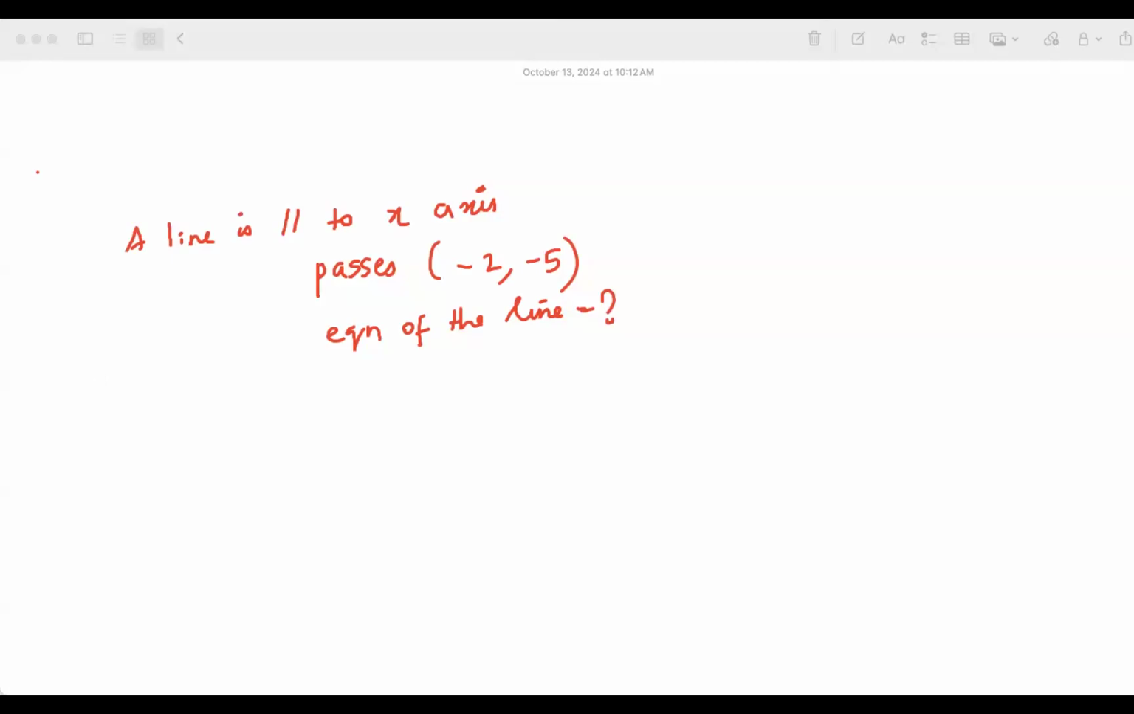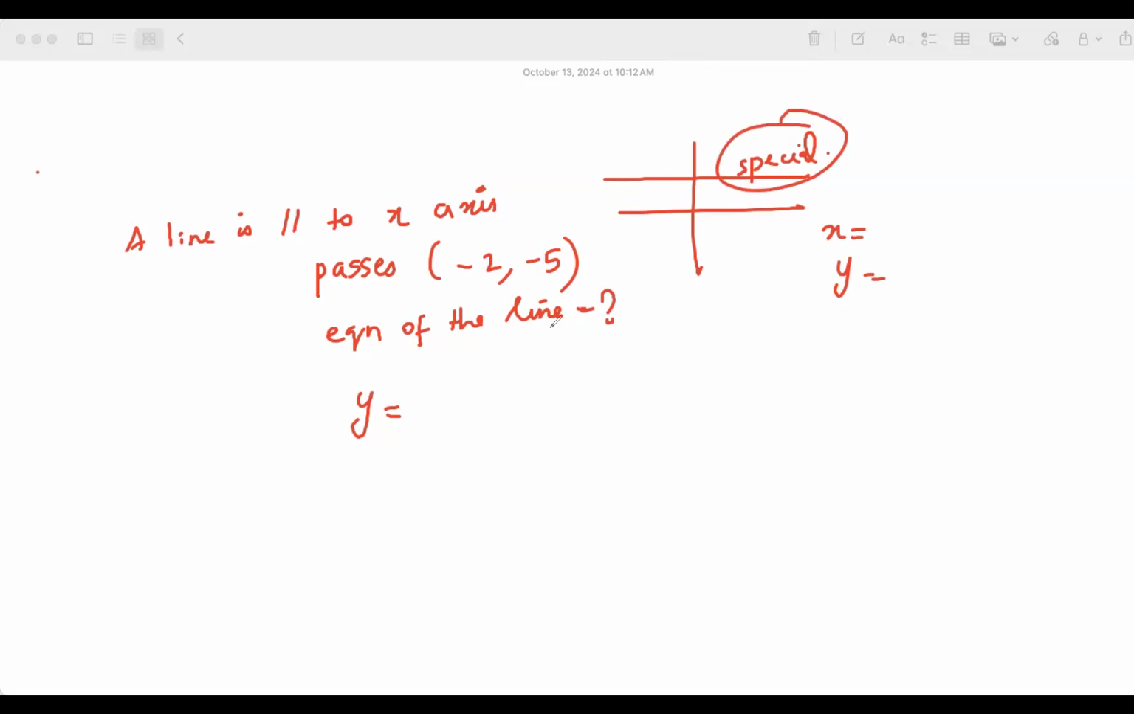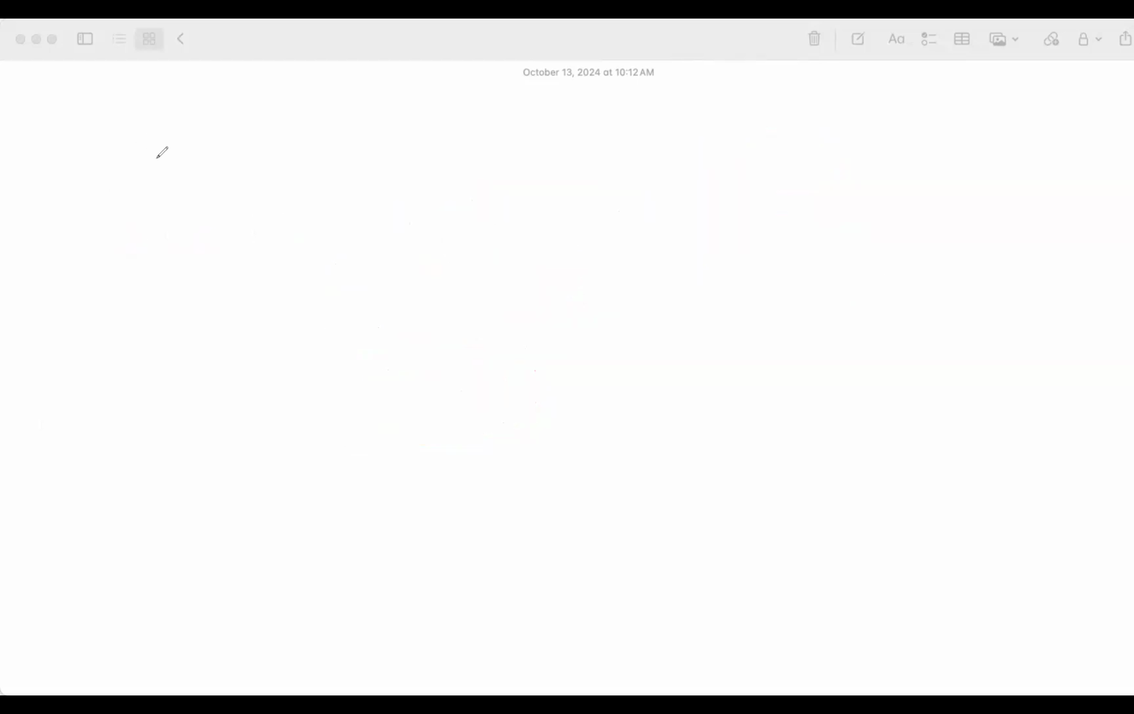Y is equal to negative 2x minus 5. No, right. See, parallel to x-axis means it will be a special line. Remember? So they will have the format x equal to or y equal to, right? No slope is here because slope is 0. So this is a special line, y equal to a number. Y equal to what? Just pick this. Negative 5. Yep.